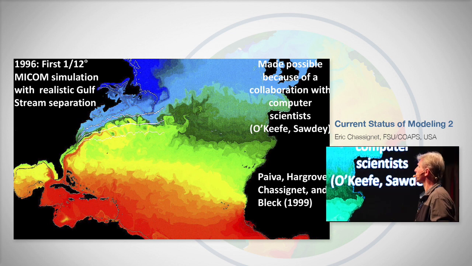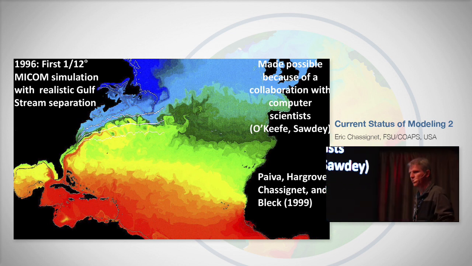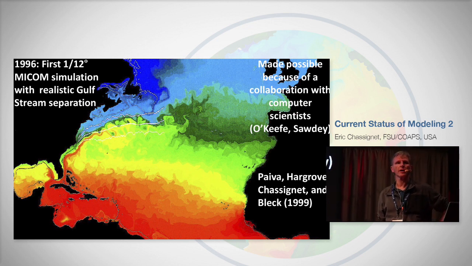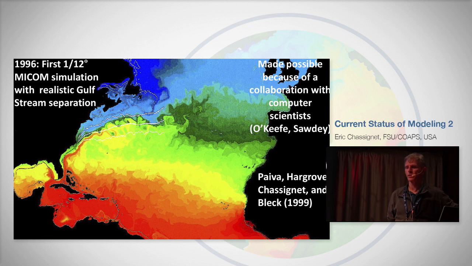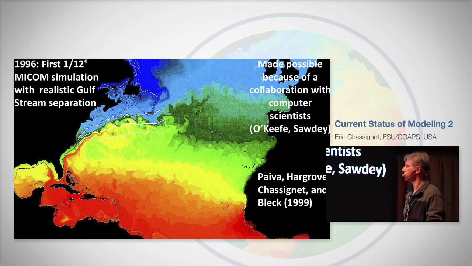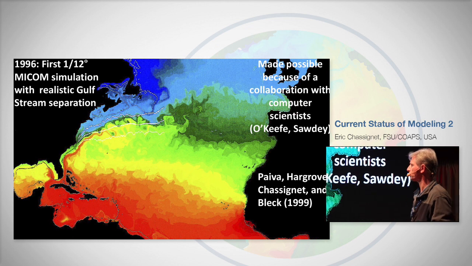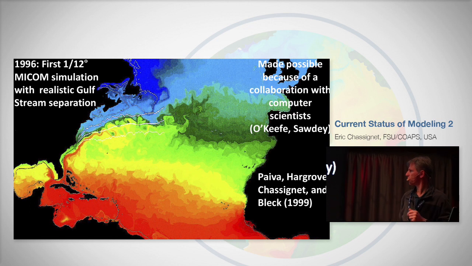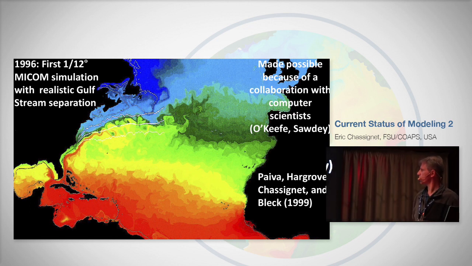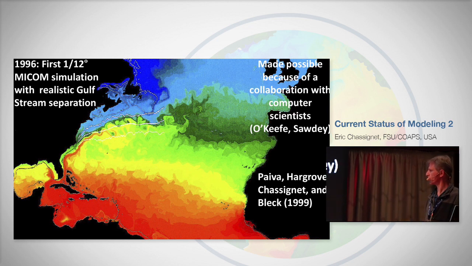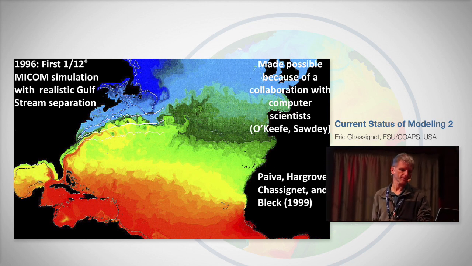So that was done in 1996, and there was collaboration from Rainer Black, professor at the University of Miami, with computer scientists. The main goal was to see how far we could push the resolution of a numerical configuration, and to our surprise, we found something that started to look very much like the observation. This is reported in a paper by Afonso Paiva, who is a professor in Brazil right now, who was a student at the time, as well as John Hargrove, myself, and Rainer Black.